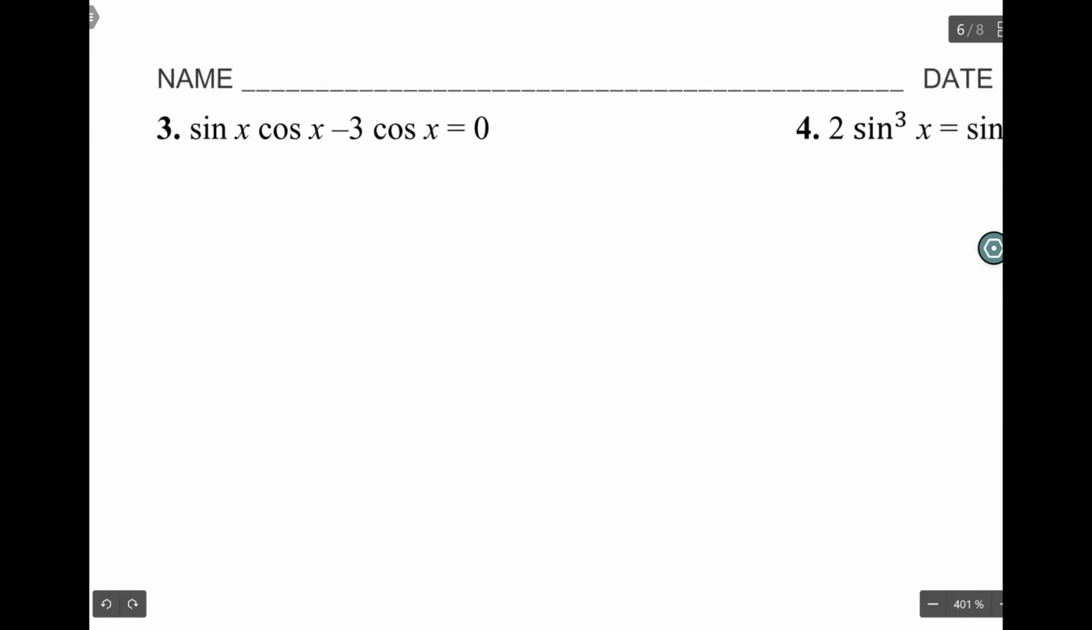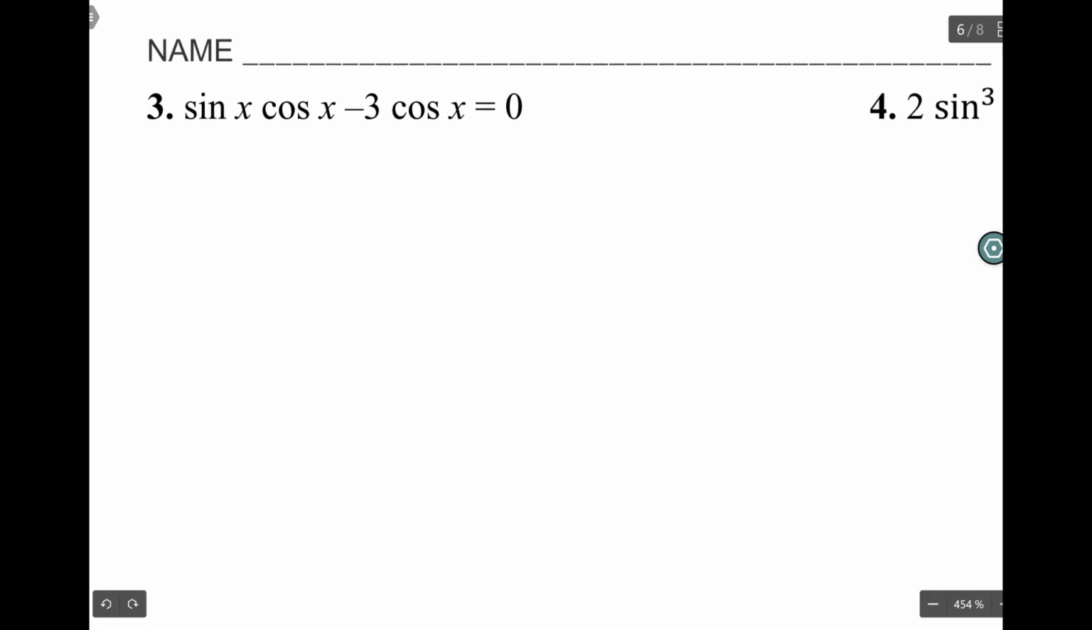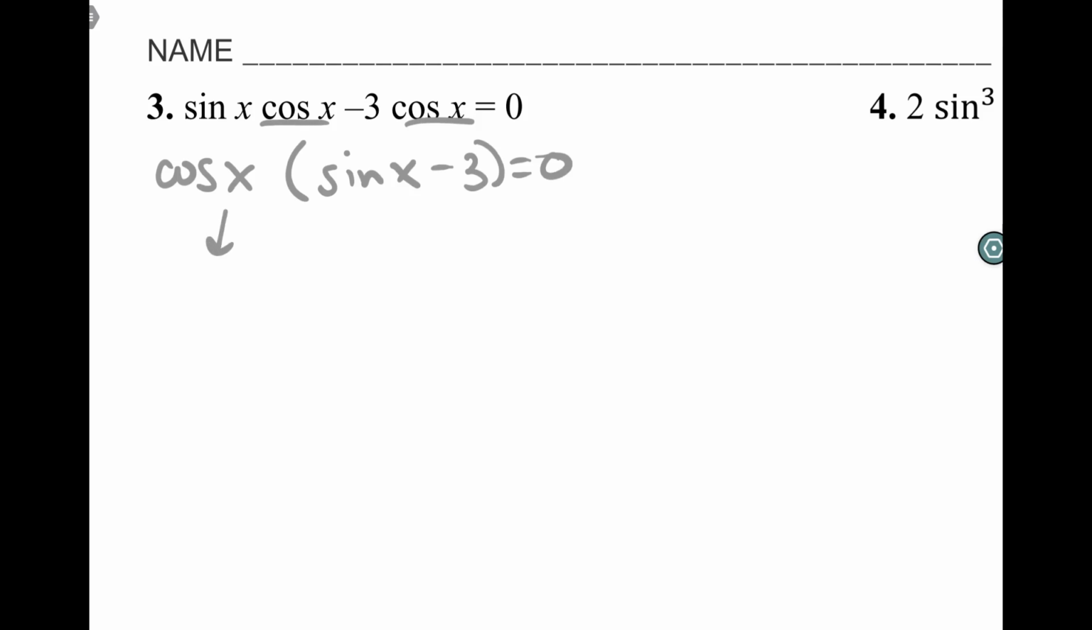Alright. Sine x cosine x minus 3 cosine x. Notice that we have a common term. We have cosine x in both terms, so I can pull that out front. So I'll have cosine x times (sine of x minus 3) equals 0. I factor out a common term, and then I set each of my factors equal to 0 for the solution. Cosine of x equals 0, so where is cosine equal to 0?